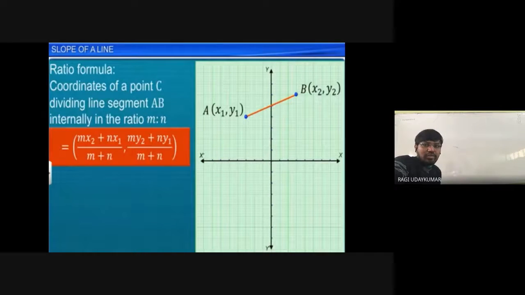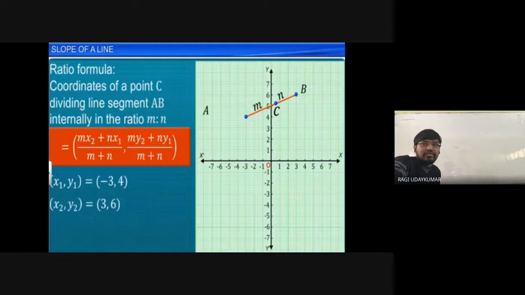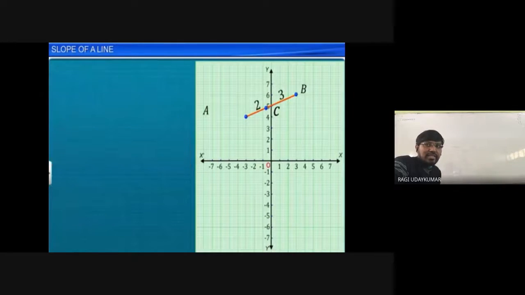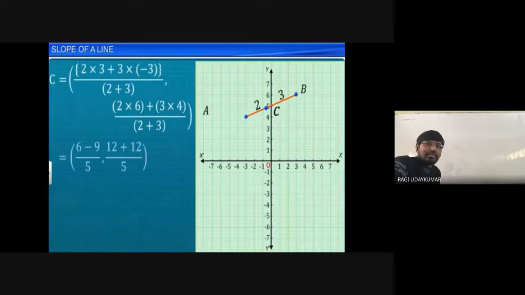Next, the section formula, or ratio formula. The coordinates of the point C, which divides the line segment in m is to n ratio. The ratio is given here, so you have to find the point. The formula is (mx2 plus nx1) by (m plus n), (my2 plus ny1) by (m plus n). Substituting the values, you get the final answer as one point. That means that point divides the line segment AB in 2 is to 3 ratio.